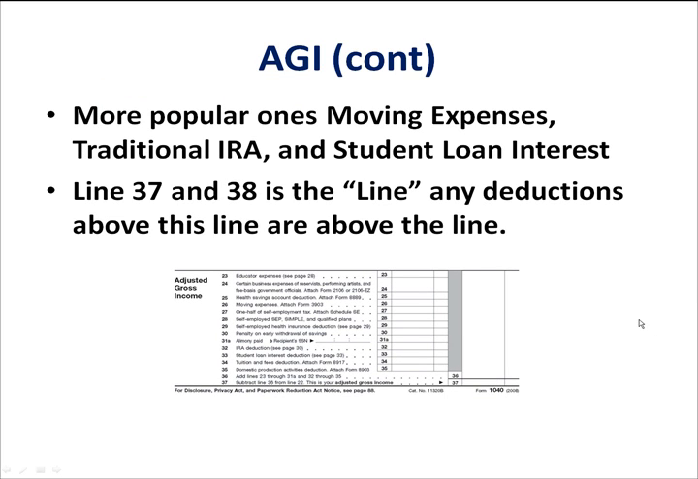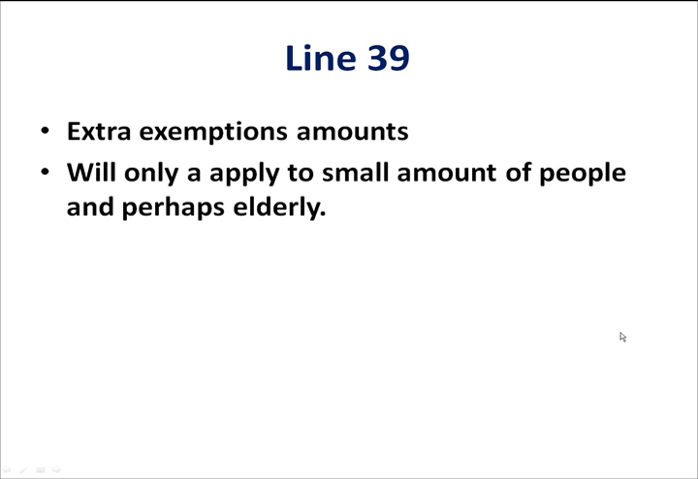And this is just continuing on adjusted gross income. More popular ones would be like moving expenses, traditional IRA, student loan interest. And again, line 37 and 38, that would be the line. So any deductions above this line are called above the line deductions. So anyone can take these deductions. These are important deductions. In some cases, these deductions are better than itemized deductions, where you would have taxes and mortgage on Schedule A. And we're going to take a brief look at that as well.